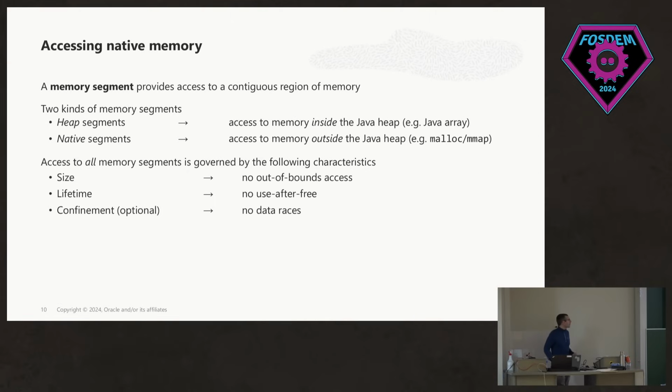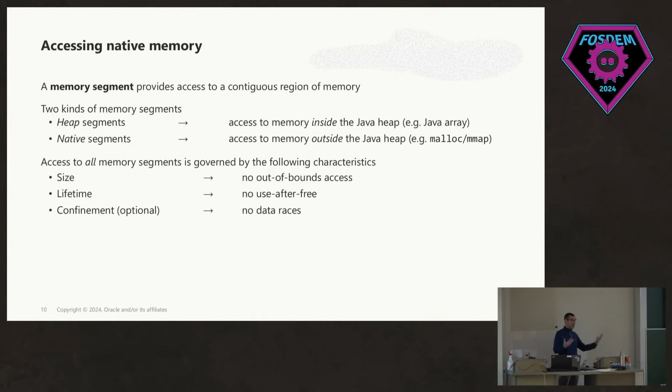The main abstraction when it comes to accessing memory is called a memory segment. That gives us access to a contiguous region of memory. There are, of course, two kinds of memory segments. This is similar to byte buffer. There are heap segments that are backed by on-heap memory, and native segments that are backed by off-heap memory.